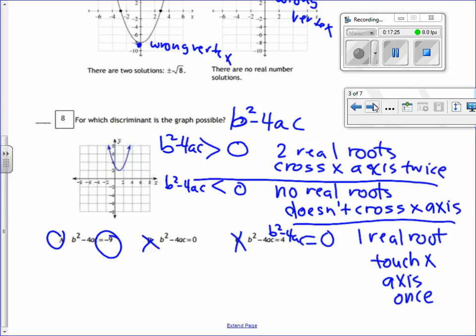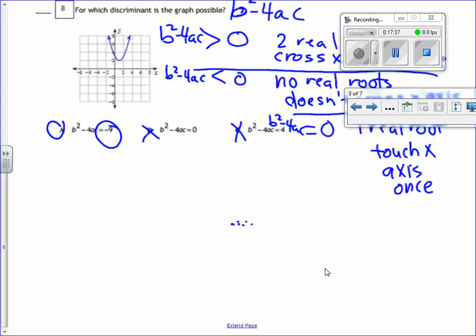Sure. That's a great question. How would it look if it only touches the x-axis once? So here's an example. We'll do that. Bam. Or we could do this. Yes, sir. Does that help? Yes, sir.